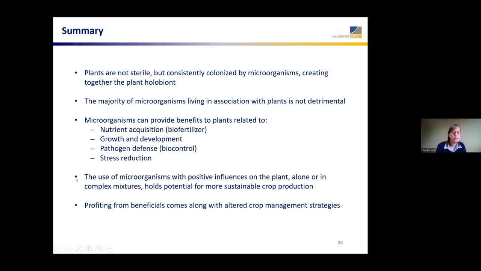However, we are already using some of these microorganisms with positive influences on the plant in crop production. There is potential, I think, to improve this, for example, using complex mixtures, or even think about how we can manage the natural microbiome in a way that it provides more advantages to plant growth. And this may, for example, come with altered crop management strategies or breeding different plant varieties.